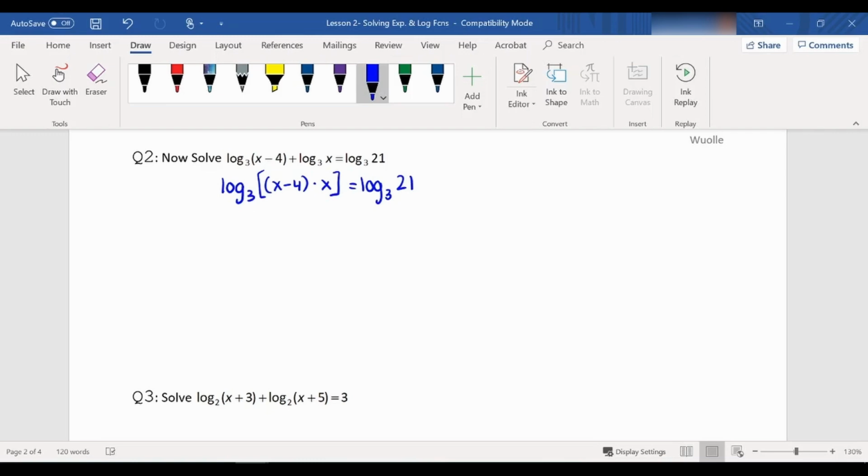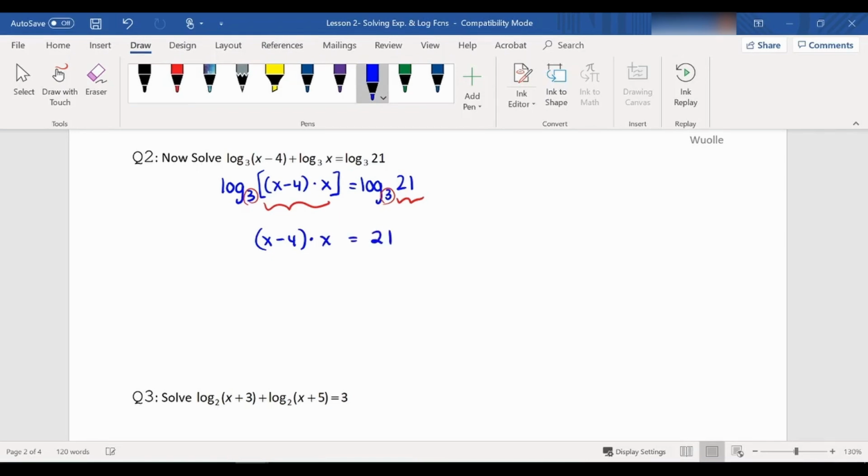Now we have a problem here. We can't rewrite this in exponential form because I don't have log base 3 of all this stuff equals an actual number. And log base 3 of 21 is not something easy I can do. But I do know that these bases are the same. There's nothing else going on. The inside stuff on each side must be equal. If we think about this logically, log base 3 of something equals log base 3 of 21. That something must equal 21, right? So I can say x minus 4 times x has to equal 21.